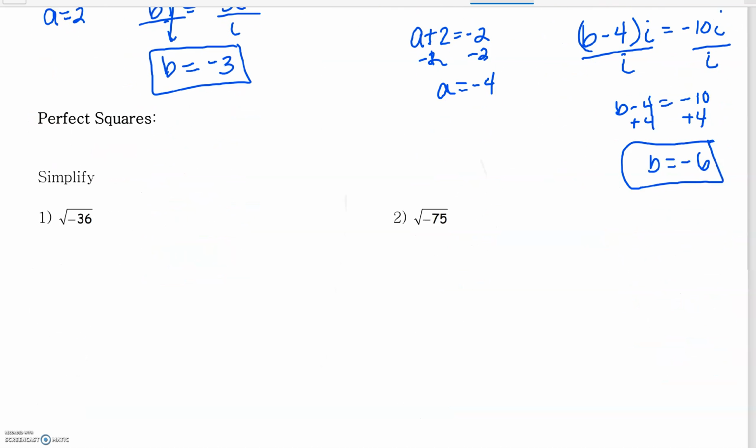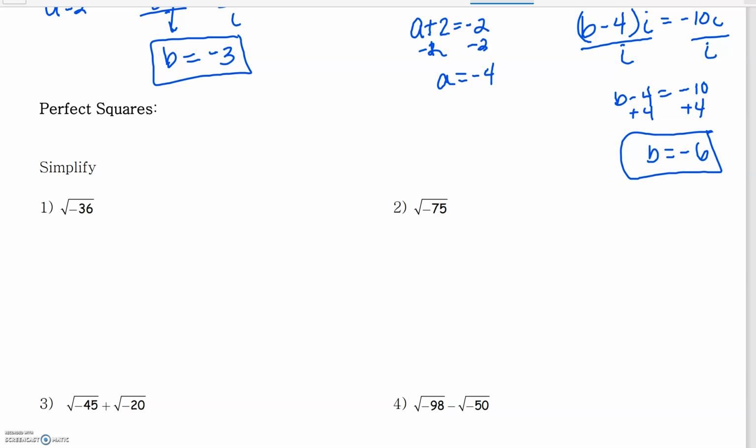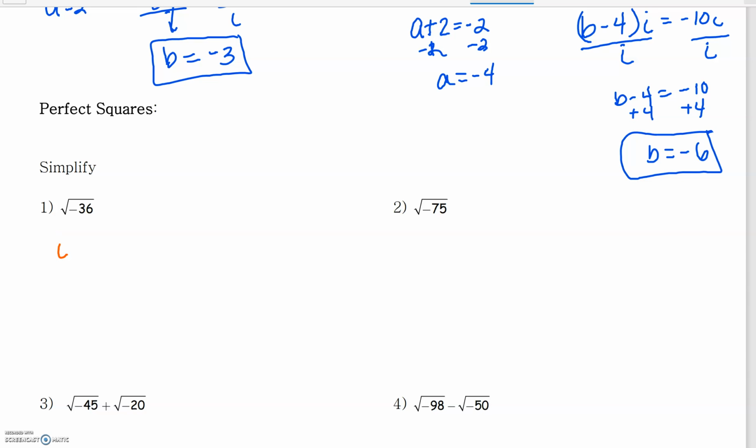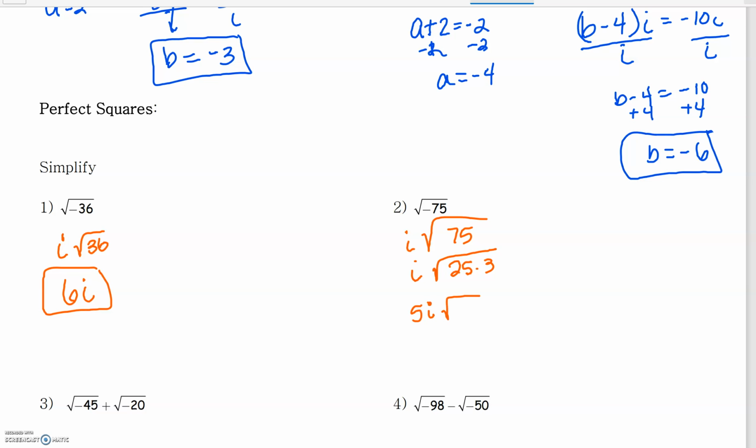All right, so down here, we're going to simplify some of these. So remember, the negative is going to come out and become an I. And then we have the square root of 36, which is a 6. And so we have an I, square root 36, and then we write the 6 in front of the I, and that's our final answer. So 75, we know that the negative comes out, and then we have this 75 we need to simplify, 25 times 3, and then 25 comes out to become a 5, and it goes in front of the I, and then the 3 stays home, and we are done.